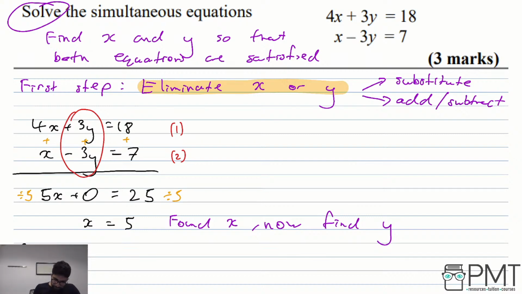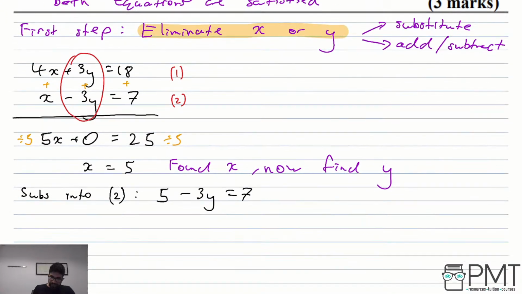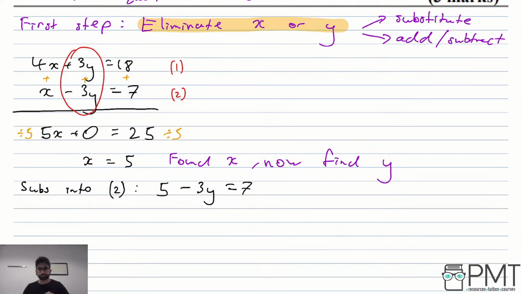So we can substitute into 2. It doesn't matter which one. It doesn't matter which one you go back to, as long as you can rearrange and find y. It's okay. I'm just putting it into 2. You might prefer it because it's just 1x instead of more x's. So what you say is 5, that's in place of x, minus 3y is equal to 7. And then you will continue doing it the other way.